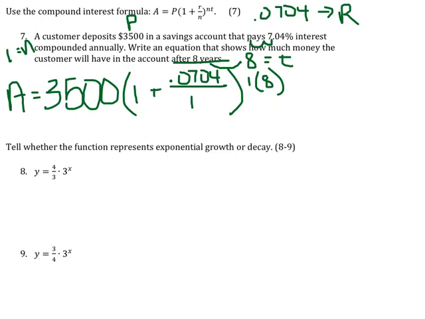Tell whether the function represents exponential growth or decay. Remember, we have y equals a times b to the x. B is our factor. If it's greater than 1, it's growth. If it's less than 1, it's decay.